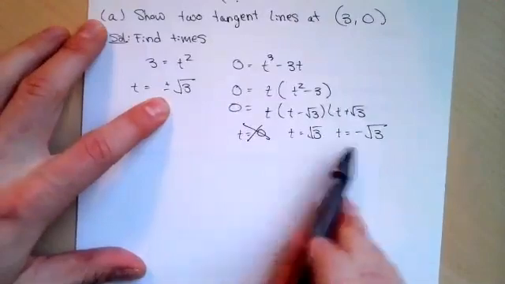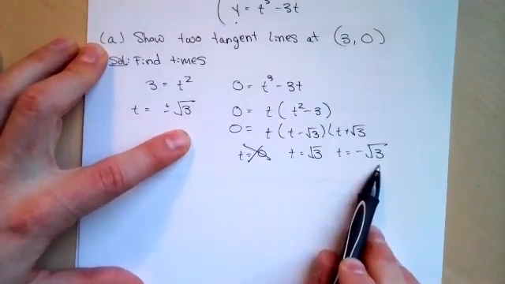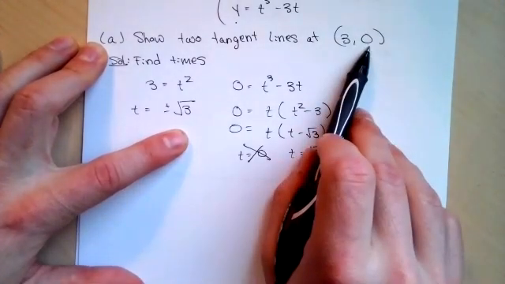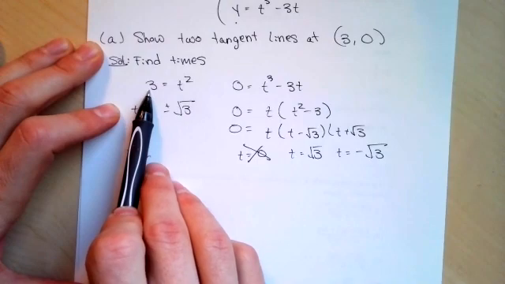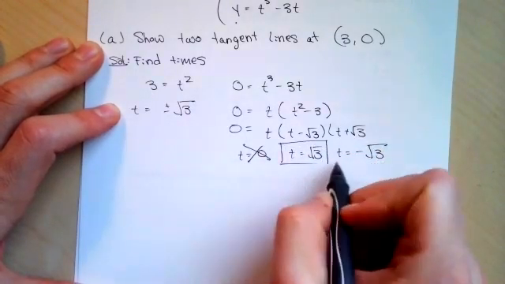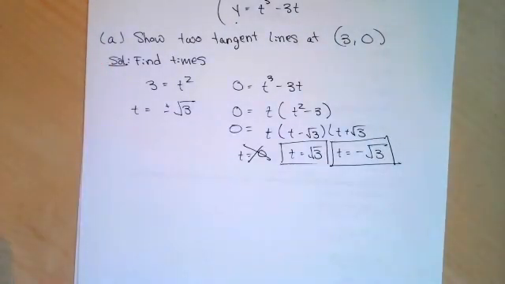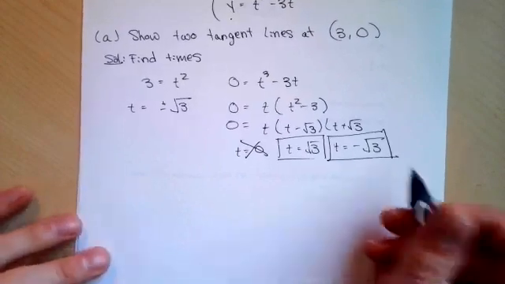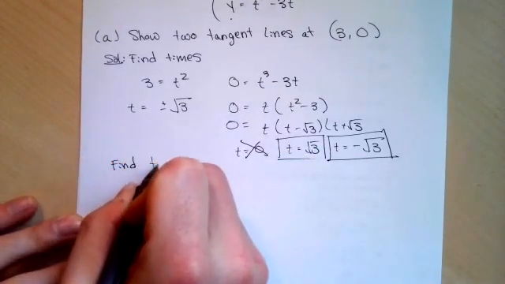However, we saw that at these common times of square root of 3 and negative square root of 3, my y value is again at 0 and my x value will be at 3. So the two times we want are square root of 3 and negative square root of 3, when we're crossing this point (3, 0). And then our next step is to find the tangent lines.